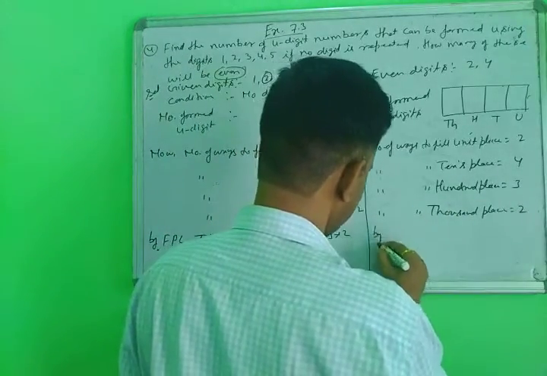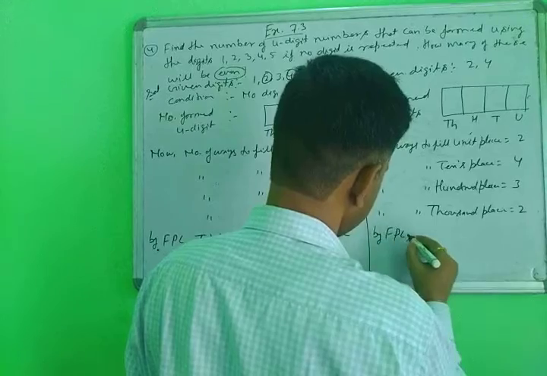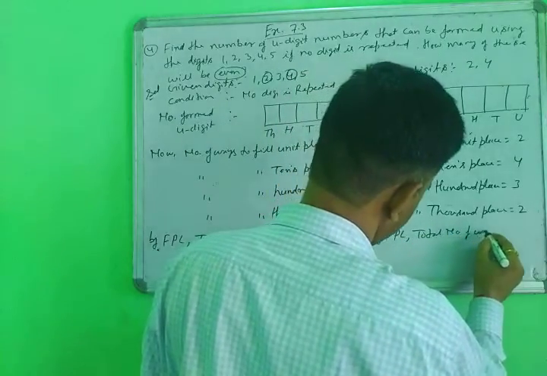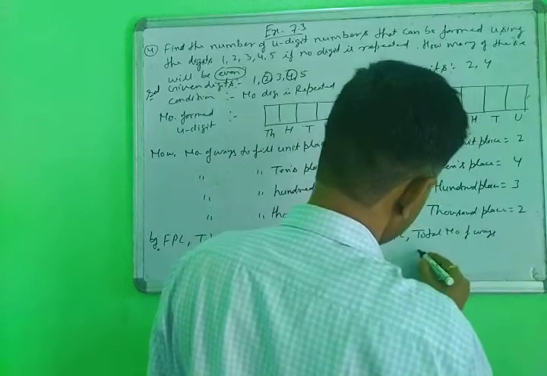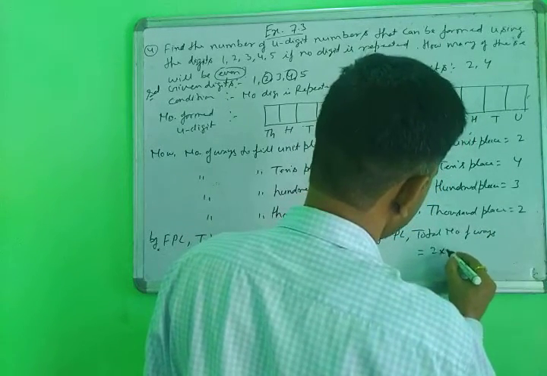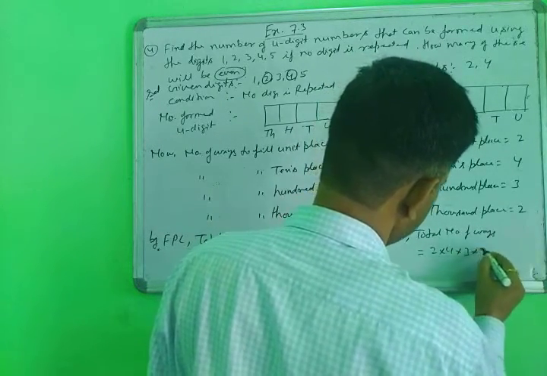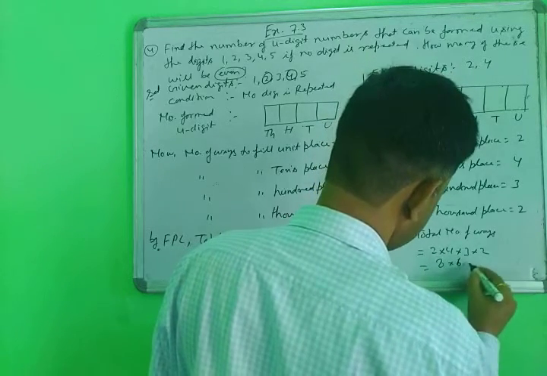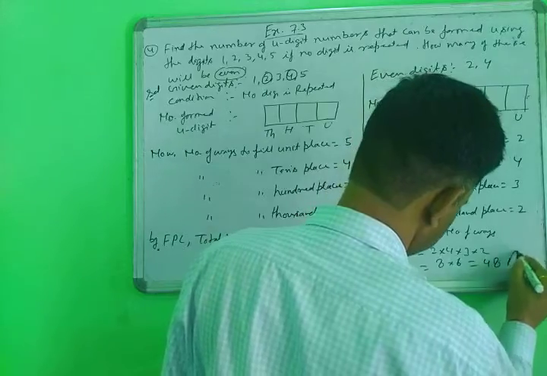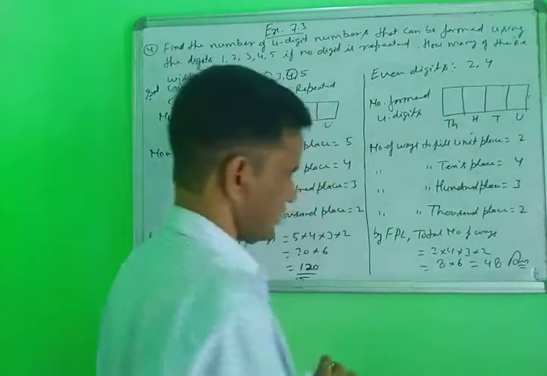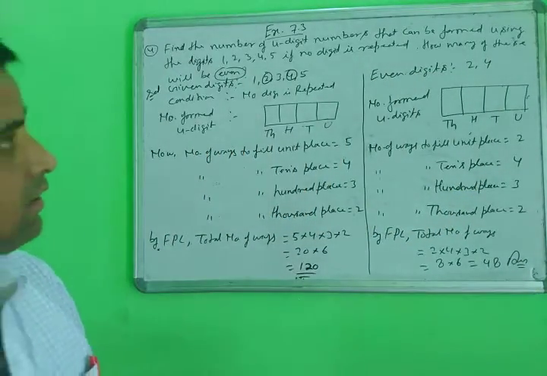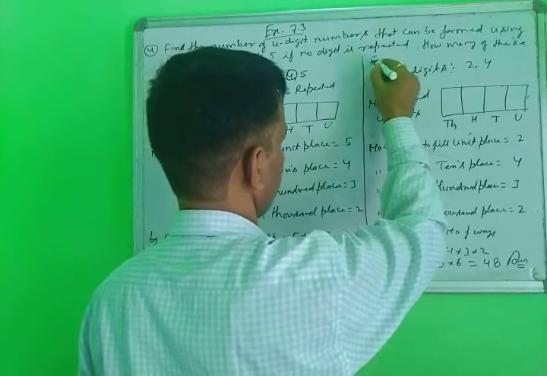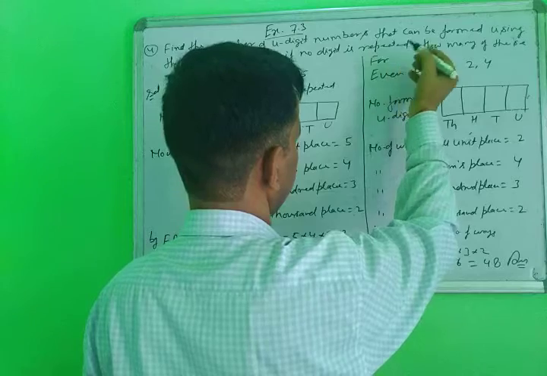So by the fundamental principle of counting, the total number of ways equals 2 into 4 into 3 into 2, which is 2 into 4 is 8, 8 into 3 is 24, 24 into 2 equals 48. This is your answer. So you are making an even number.